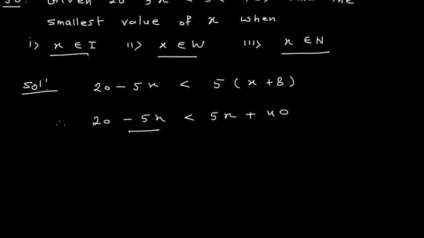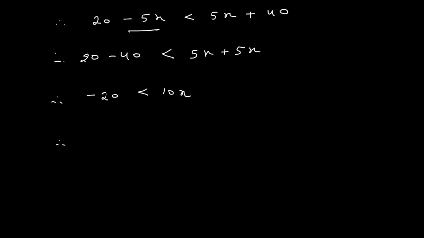Now this minus 5x, I will move to the right, because it is better to keep the coefficient of x positive. So I will say that therefore 20 minus 40 is less than 5x plus 5x. So 5x plus 5x is 10x. So here we have minus 20 is less than 10x. Therefore we can say that 10x is greater than minus 20, and therefore x is greater than minus 2.